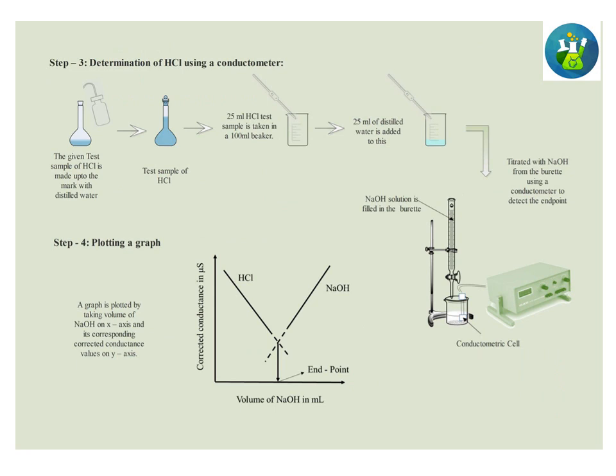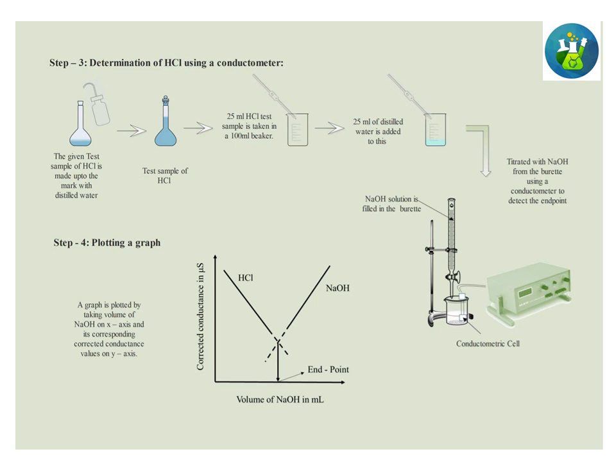Now step 3, you will be given a test sample solution. Say for example, you were given a sample of HCl from some industry or from some other sources. Then you have to make the solution up to the mark using distilled water. Then, after thorough mixing to make it homogeneous, we transfer 25 ml of the HCl solution into a beaker. Then we add 25 ml of distilled water to the same beaker. We insert the conductivity cell and calibrate the instrument as prescribed by the manufacturer. Then we will gradually add 0.5 ml of the base at a time.